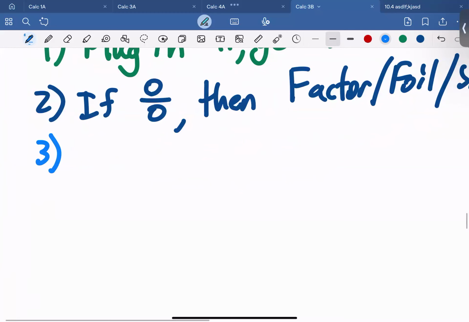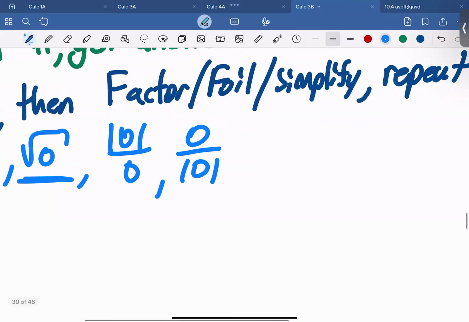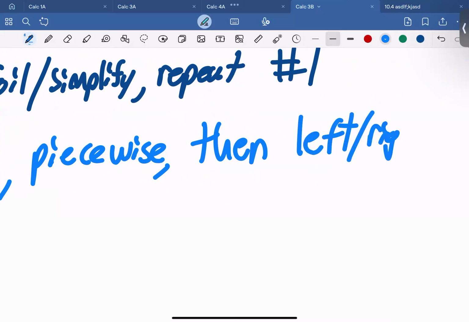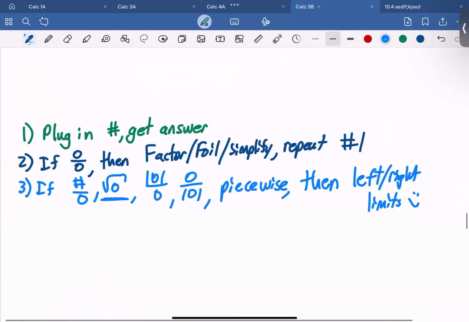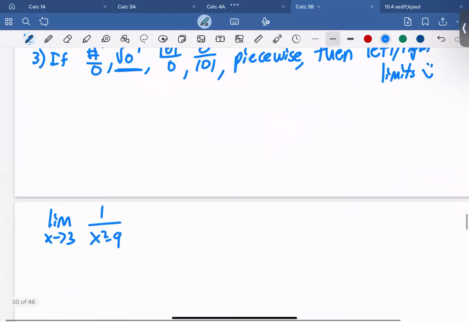Step 3, all right, this one has a lot of criteria. If I get a number over 0, the square root of 0, okay, so limits, this is not 0. You need to do left and right. Absolute 0 over 0, 0 over absolute 0, or certain piecewise ones, then I need to do left and right hand limits. Well, you can pause this. You should know this. It should be ingrained in your hearts, right?